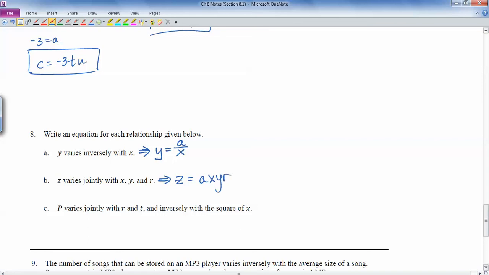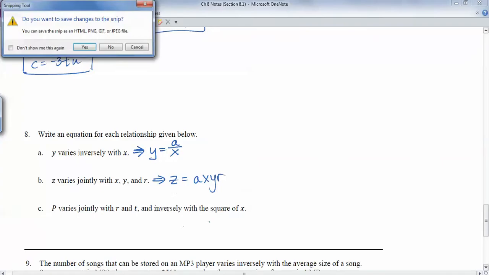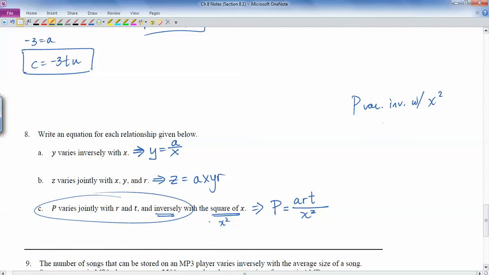Just like that. Okay, the last one's a little bit weirder because it does a joint one and an inverse one. The way that you do this is, P varies jointly with R and T. Well, that would be A times R times T, but inversely with the square of X, that's X squared. So you have to throw the X squared underneath because that's inverse. If I just said P varies inversely with X squared, then that would be P equals A over X squared. But if I say and directly with root W, then you have to throw a root W on top. So directly or jointly goes on top, inversely goes on the bottom, and you always have to have an A. All right.